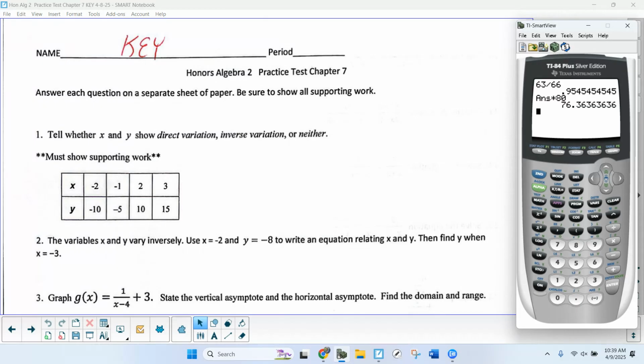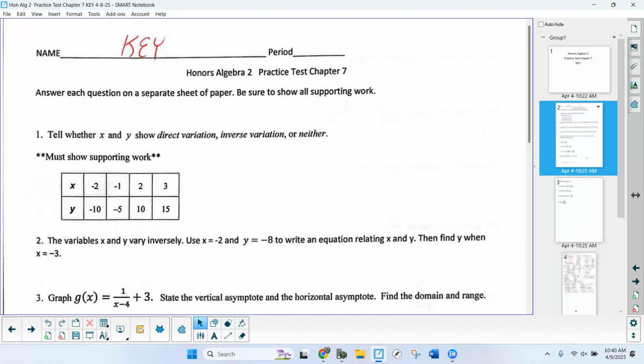So that's how you get that. If you take 76.4 and divide by 80, it should be 95.45 or higher. See, 95.5, so it rounded up. Does that make sense to you guys, how I achieve those scores? Any other questions on that?